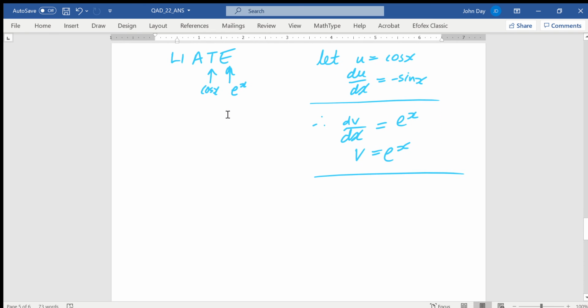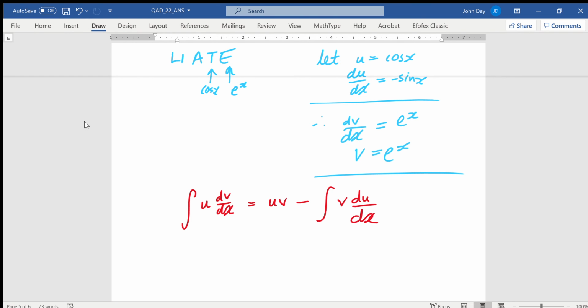Now I'll just write down my rule with a different coloured pen for you. The rule I'm using is that the integral of u dv/dx is equal to uv minus the integral of v du/dx. That's basically the integration by parts, just written in quick form. So let's put these numbers into here.